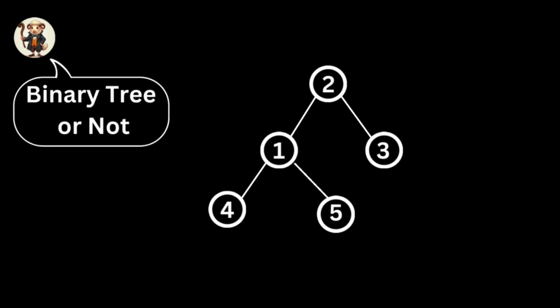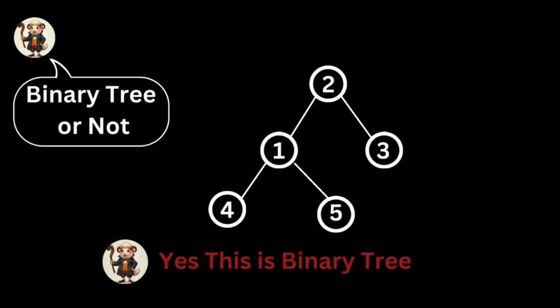Look at this tree. Is this a binary tree? Think about it. Remember, a binary tree is defined by each node having at most 2 children. So, is this tree a binary tree? If you said yes, you're correct. Since every node here has at most 2 children, this indeed qualifies as a binary tree.